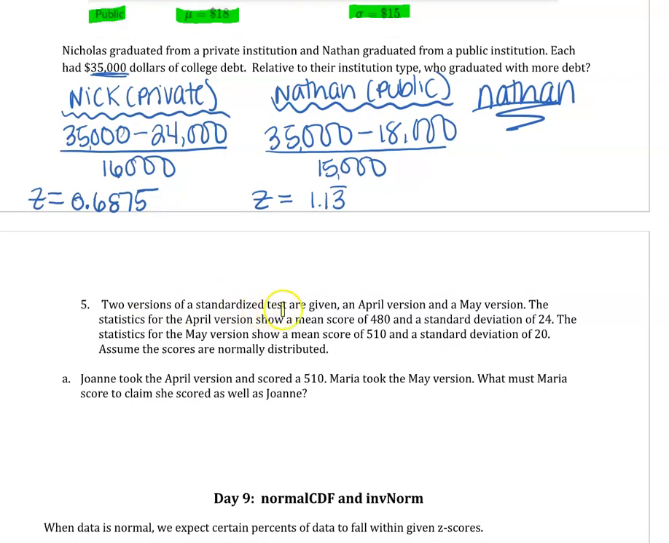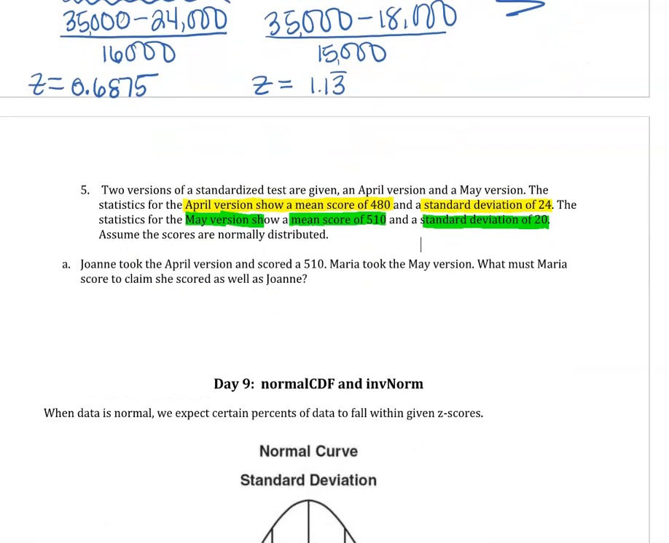Two versions of a standardized test are given, an April version and a May version. The statistics for the April version show a mean score of 480 and a standard deviation of 24. The statistics for the May version show a mean of 510 and a standard deviation of 20. Assume the scores are normally distributed. Joanne took the April version, so I'm just making a note here. She took the version I highlighted in yellow and scored a 510. Maria took the May version. What must Maria score in order to claim she scored as well as Joanne?